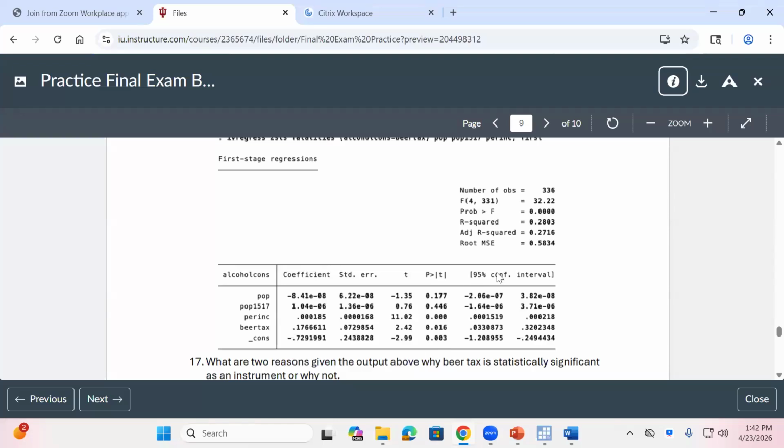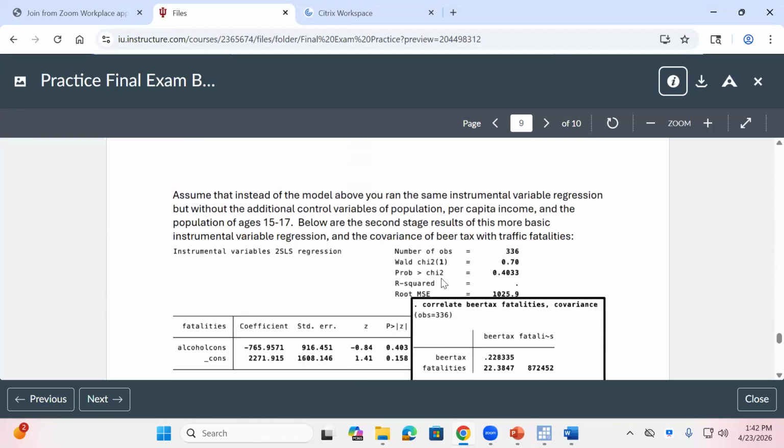Any questions on that before we keep moving here?